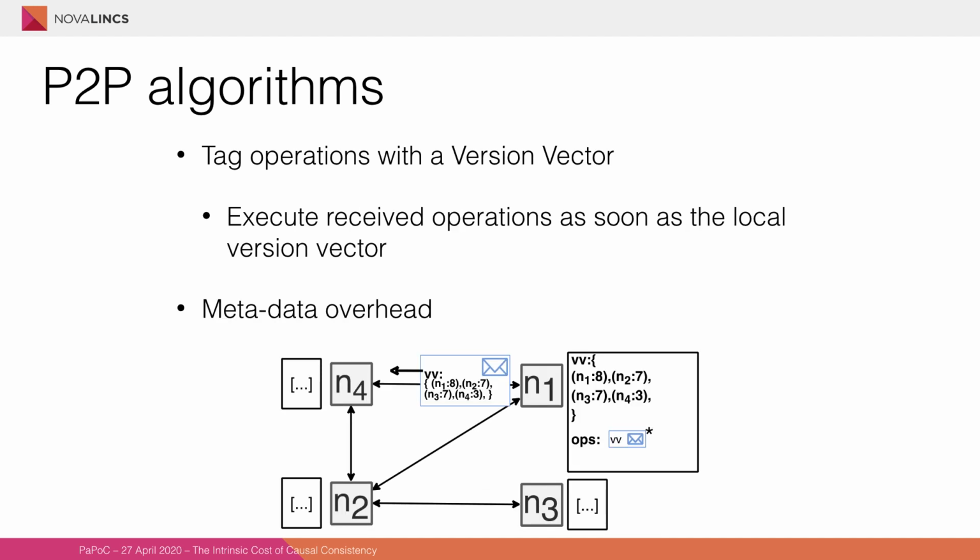An alternative approach is to add some metadata to the operations, for example a version vector, which encodes the causal dependencies that it has. We could execute an operation as soon as the version vector that it has associated has all its dependencies met in the local store. Now this does come with a cost in terms of metadata.